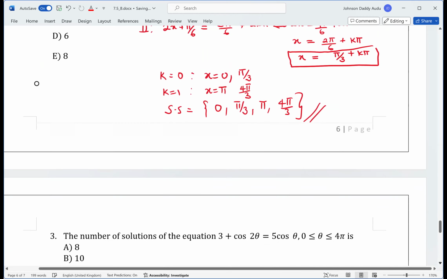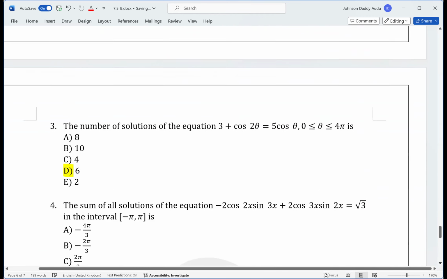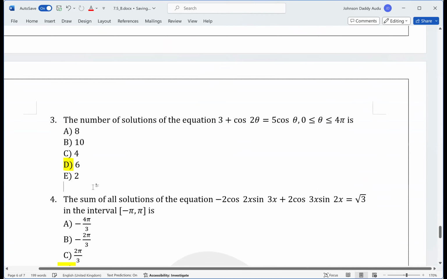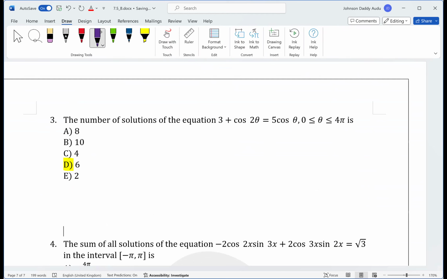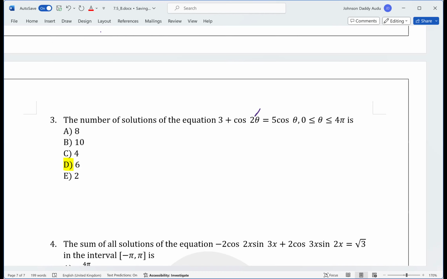So now let's see number 3. Number 3 is asking for what? It says the number of solutions of the equation. So what is the number? This one has to do with multiple angle. This we can write as what?